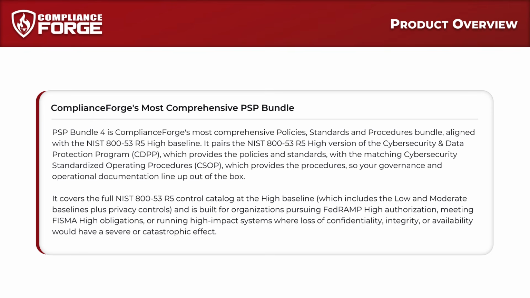It covers the full NIST 853 Revision 5 control catalog at the high baseline, which includes the low and moderate baselines plus privacy controls. And it is built for organizations pursuing FedRAMP high authorization, meeting FISMA high obligations, or running high-impact systems, where loss of confidentiality, integrity, or availability would have a severe or catastrophic effect.